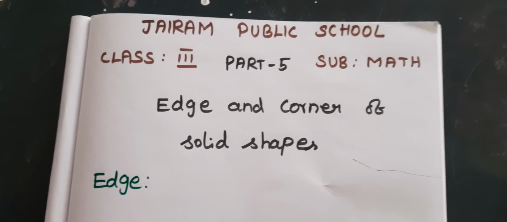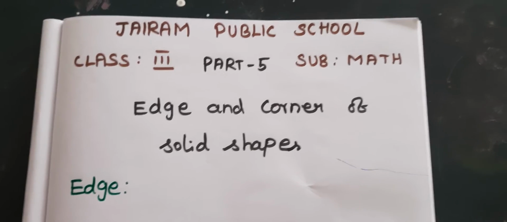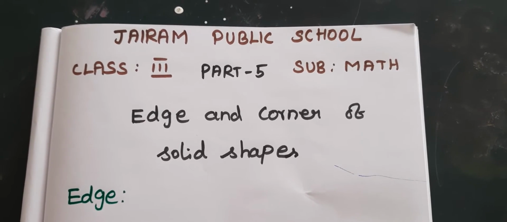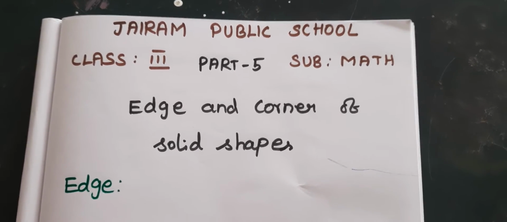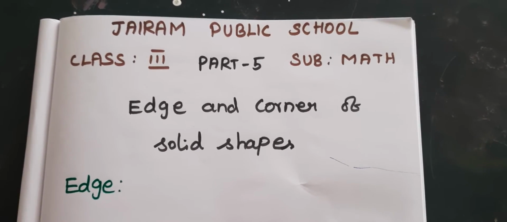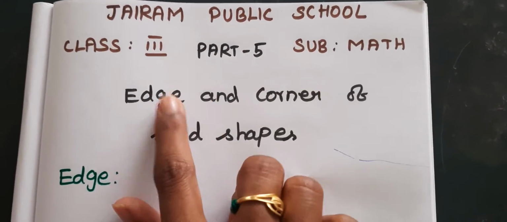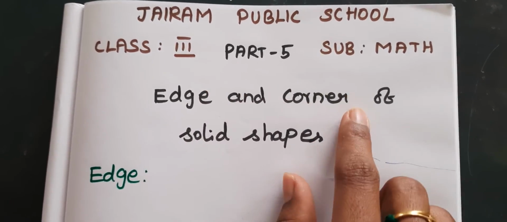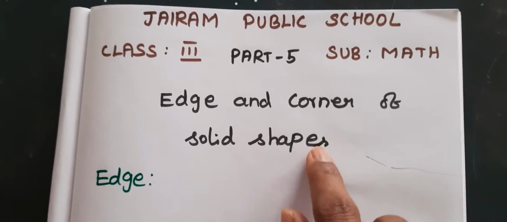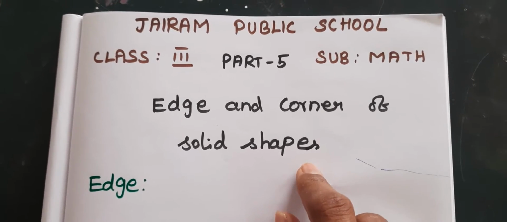Okay, edge and corner of the solid shape. Corner you already learned in the second standard itself, but there you learned the corners of flat shapes. Here you have to learn the edges and corners of solid shapes. Okay, first we have to see what is an edge.